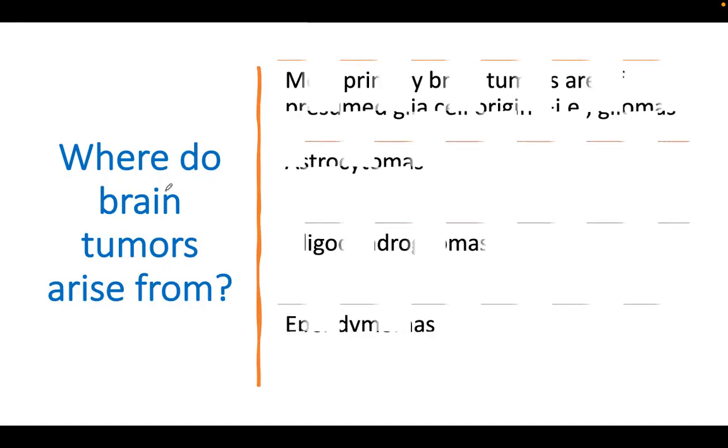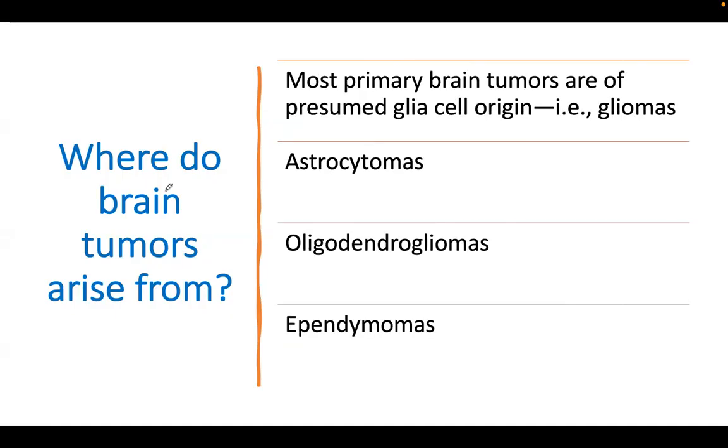So where do actually brain tumors arise from? Now, most primary brain tumors are glial cell in origin. And one of your common glial cell tumors are the gliomas. They can also come from the astrocytes. That's why we call them astrocytomas. They can come from the oligodendrocytes. That's why we call the tumors oligodendroglioma. Then we have the ependymoma, which means ependymal cells.